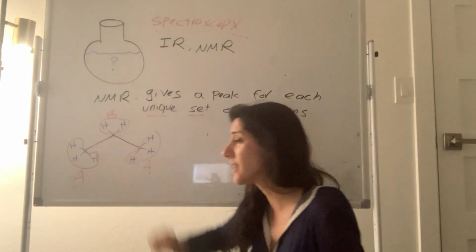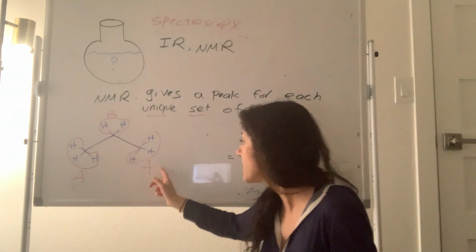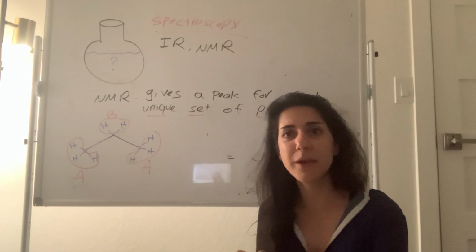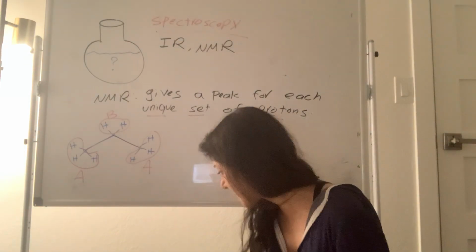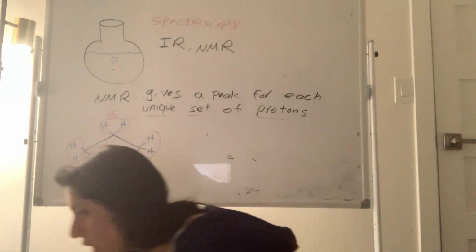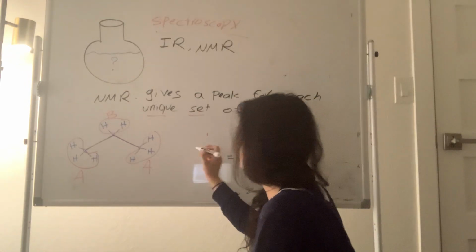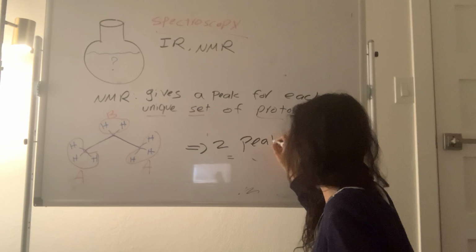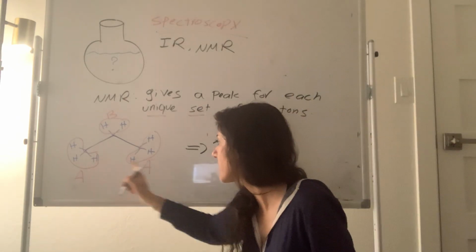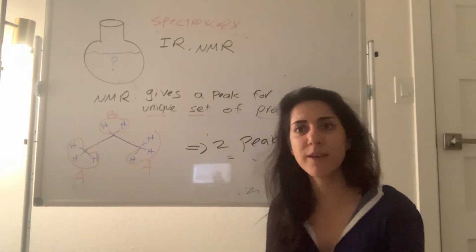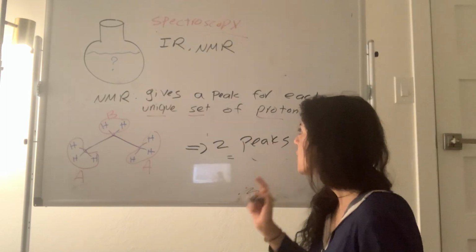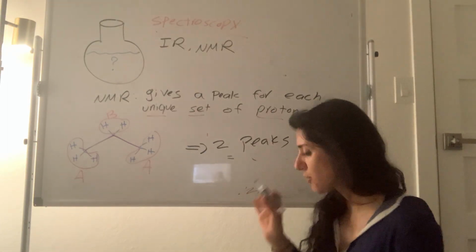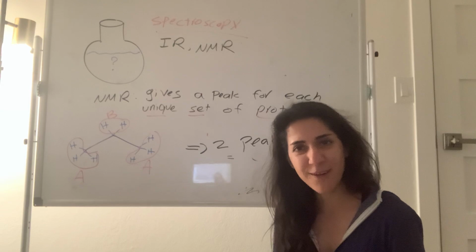These hydrogens are also attached to a CH2, so these are equivalent to each other. So now, what does that mean? How many peaks are you going to see on an NMR spectrum for propane? You are going to see 2 peaks. You're going to see 1 peak for these ones, and 1 peak for that. So we have 2 unique sets of protons. You guys following so far?